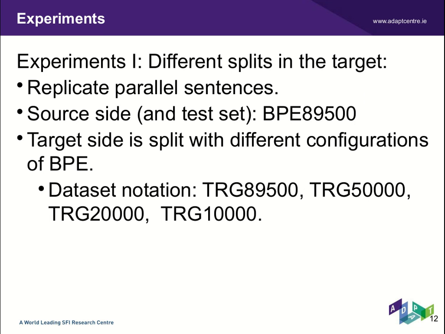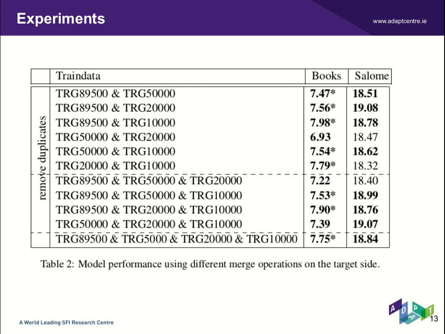And as the different BPE configurations are going to be applied only on the target side, for each of these datasets we are going to use the notation TRG and the number of merge operations that it has on the target side. So here we have the results. We saw all the combinations. For example, in the first row there is a combination of these two datasets, where the target side sentences have 89,500 merge operations and 50,000. And we do the same thing with 3 datasets and 4 datasets.